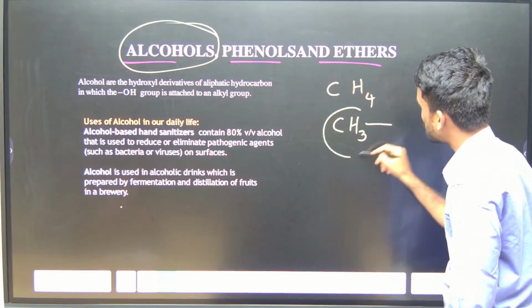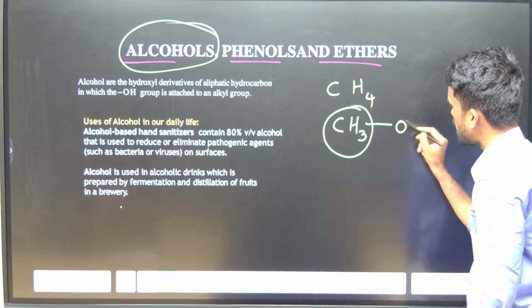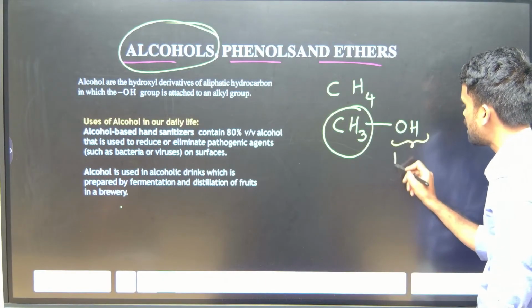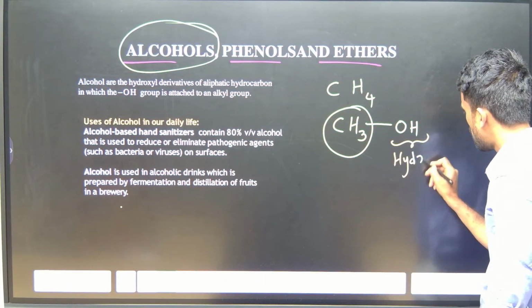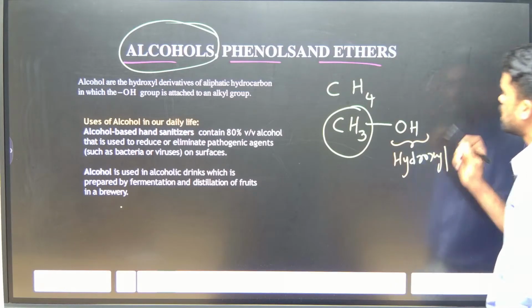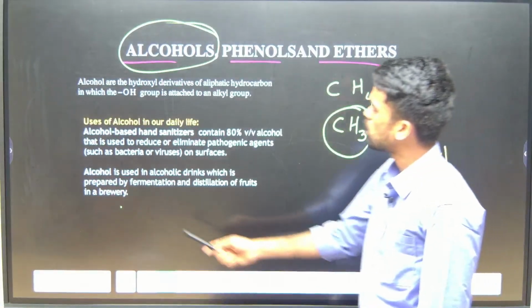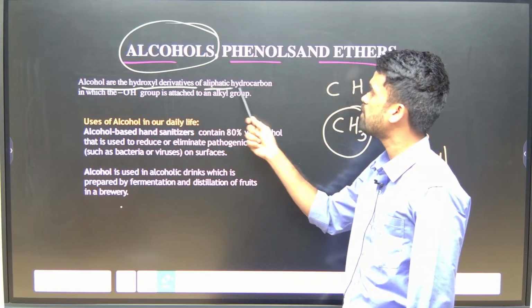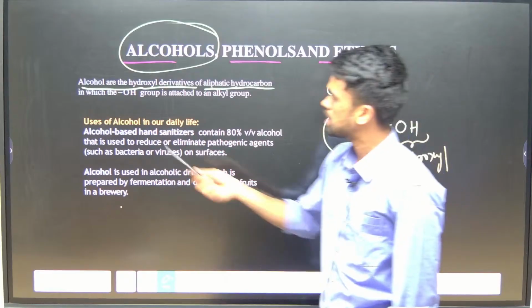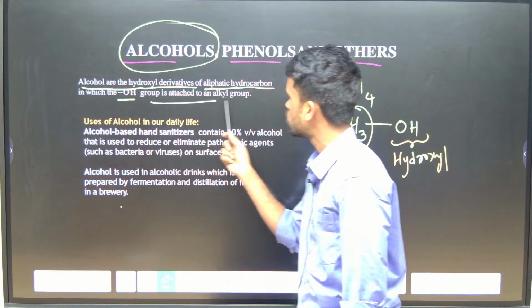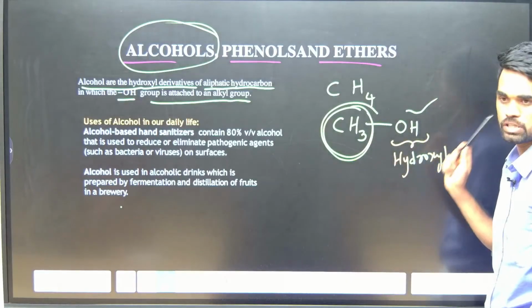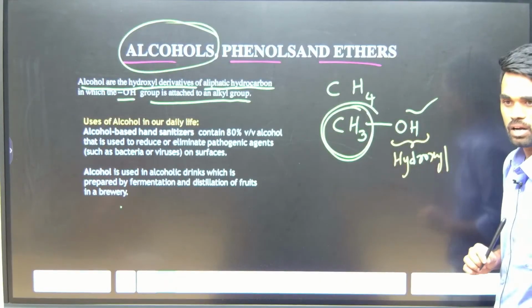to this methyl group I am adding an OH group. So we can say this is a hydroxyl group. Alcohols are hydroxy derivatives of aliphatic hydrocarbons in which the OH group is attached to an alkyl group. See, this is our alkyl group, and to the alkyl group we have an OH group. So we can say them as alcohols.